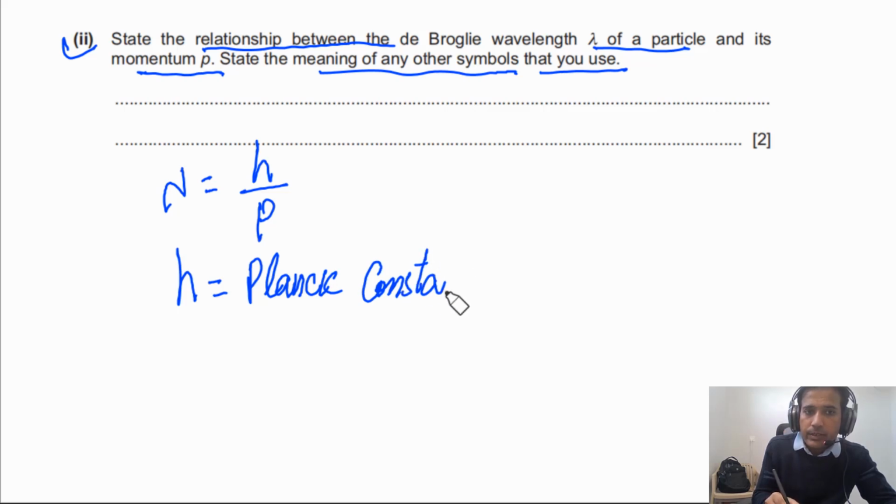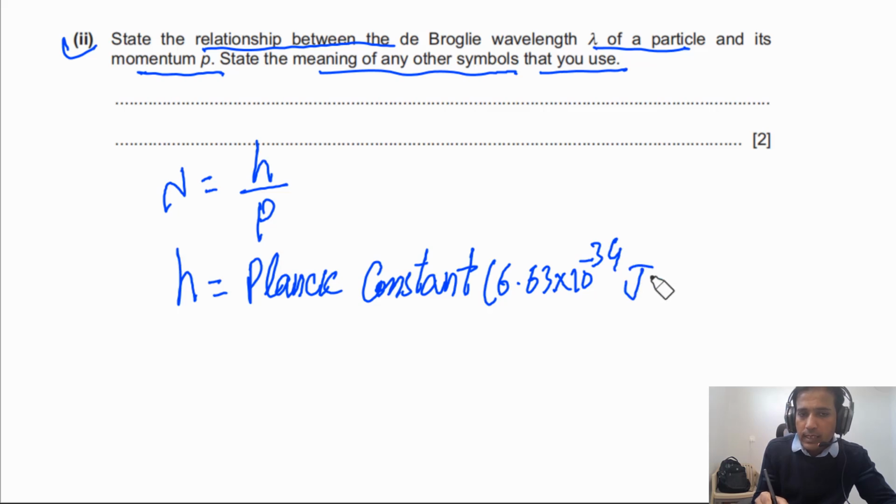State the meaning. The value of the Planck constant you also need to understand is 6.63 times 10 to the minus 34 joule seconds. This is not part of the answer, but simply you need to write down h is equal to the Planck constant.